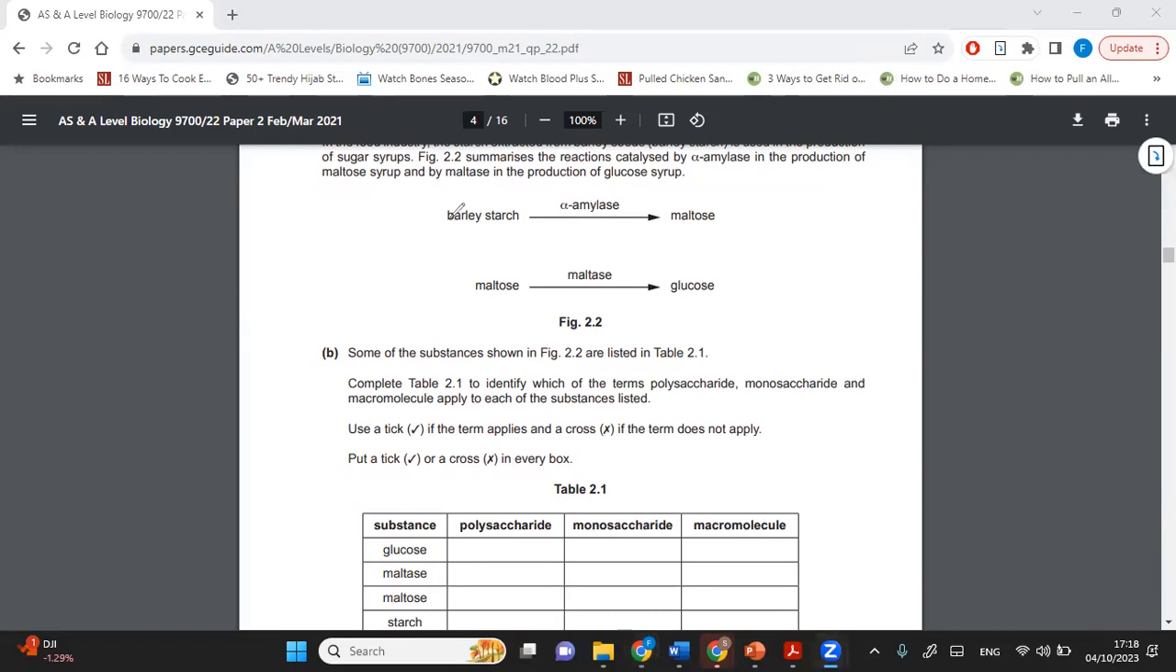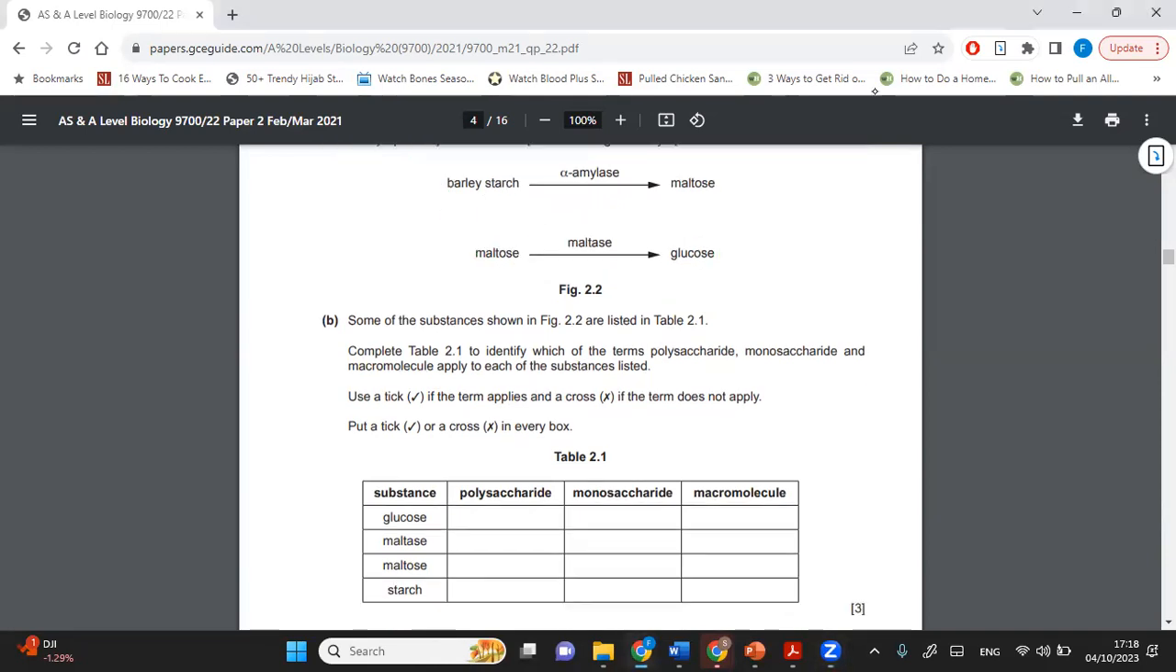So I have starch. Starch is my polymer. I am breaking down starch to give me maltose. And then I can break down maltose to give me glucose. Okay, so this is step number one: break down starch to give us maltose. Step number two is I break down the maltose further to give me glucose.